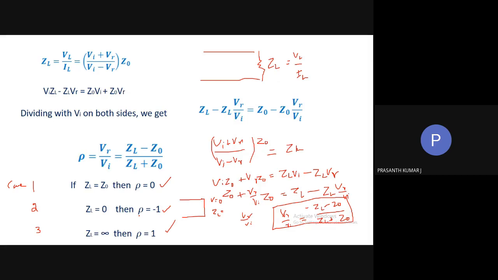Next, ZL equal to infinity. What is the meaning? See, if it is open circuited, does any current travel here? It does not travel. So what happens to the current? It becomes 0. So VL by IL, something by 0, is infinity. So the rho value is equal to 1. So these are the three values you have to remember when you are taking the values for reflection coefficient.